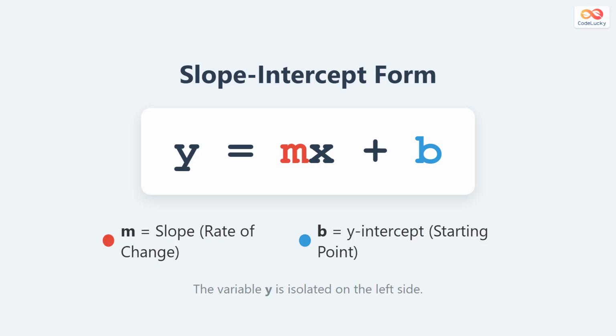First, let's define what we are aiming for. This is slope-intercept form. It is written as y equals m times x plus b. In this equation, m represents the slope, or rate of change, and b represents the y-intercept, which is where the line crosses the vertical axis. Notice that y is completely alone on the left side.